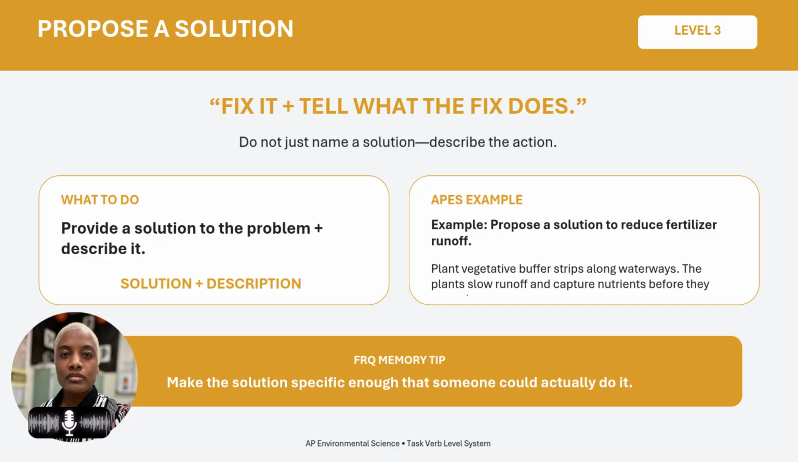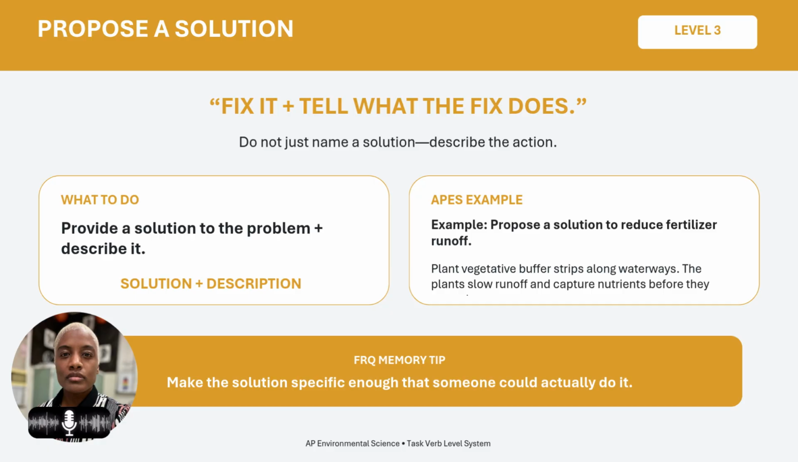We've got to identify. There has to be the identification in there, the one word, two word answer. We have to have the example or a detail about that, and then we have to finally have the solution. So let me read our example. Propose a solution to reduce fertilizer runoff. Okay, so in the first sentence, we have plant vegetative buffer strips along waterways. Stop for a minute. In this first sentence, vegetative buffer strips is the identify. All right, the vegetative buffer strips is the identify.